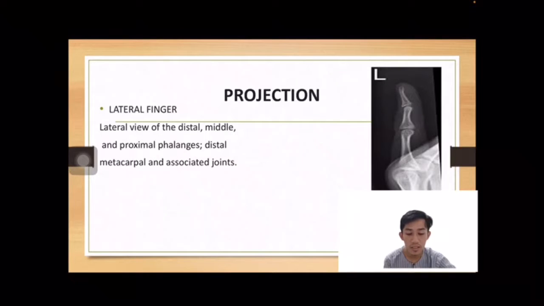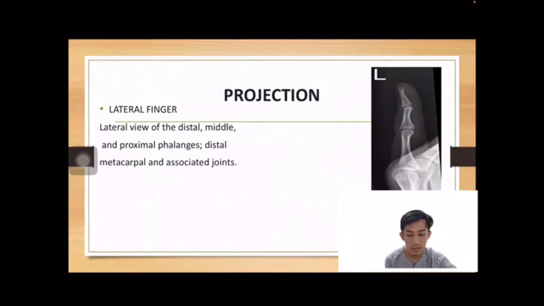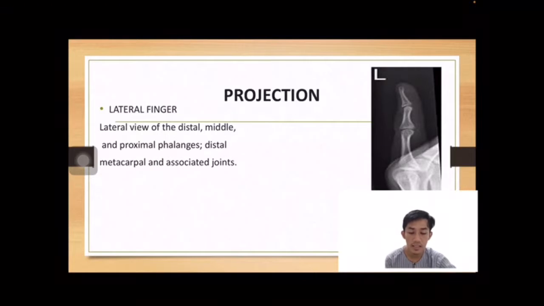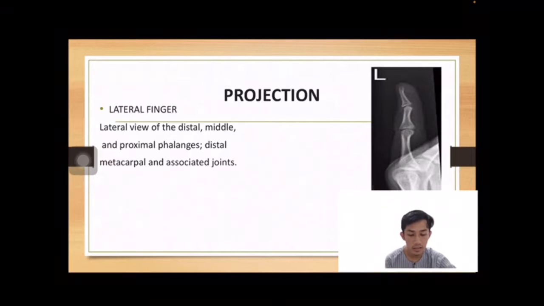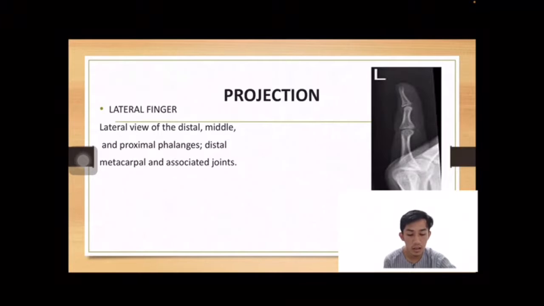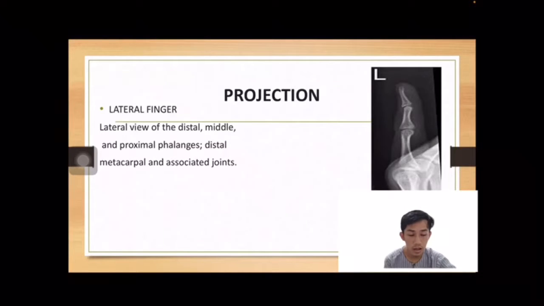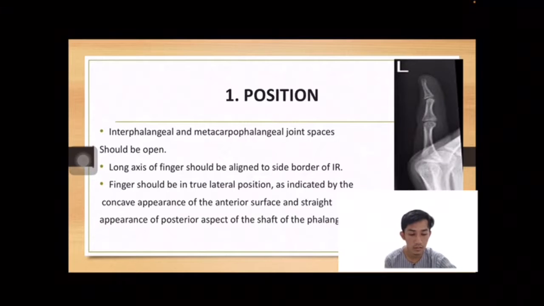For the next slide is the projection. My projection is the lateral finger. A lateral finger is a lateral view of the distal, middle and proximal phalanx, distal metacarpal and associated joints. So first is the position.